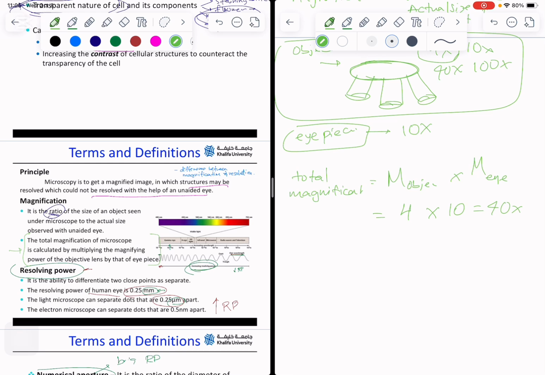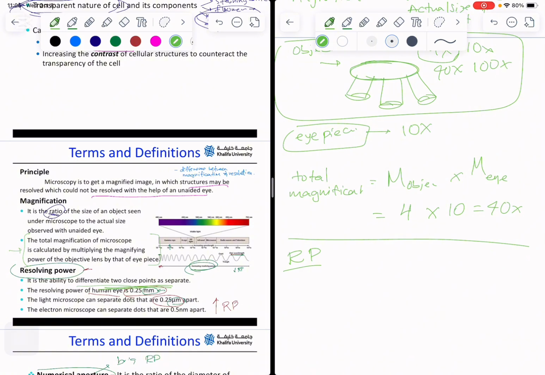So another thing that you have to consider is the resolving power. Again, as I said, resolving power. And again, what's resolving power? It's basically the ability to differentiate between 2 points as separate. I could say that point A is literally point A and point B is literally point B. It's not that A and B are one. So the resolving power is as important as the magnification.